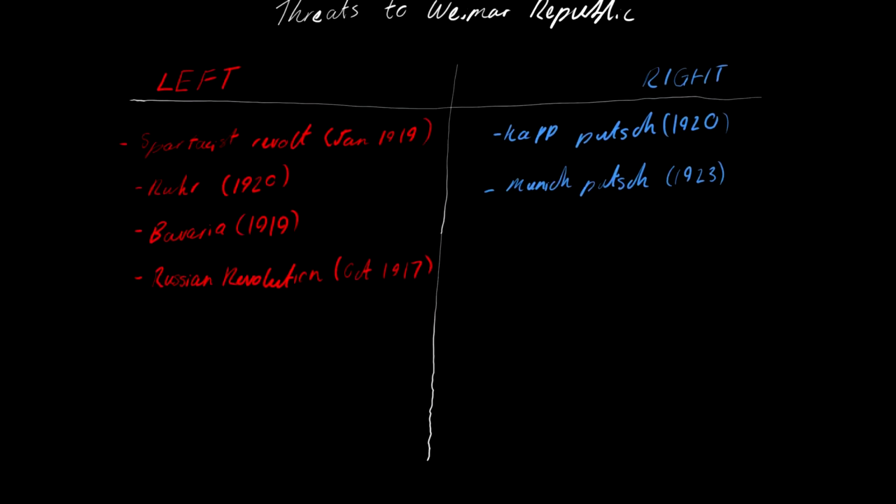So let's go into more detail into the Spartacus Revolt. The Spartacus Revolt was the first communist revolt, in January 1919. Spartacus were just Germans who held communist beliefs. They were similar to the Bolsheviks in Russia. The Spartacus Revolt was led by a guy called Karl Liebknecht, and he argued against the new democratic Germany, and he wanted Germany to be led by Soviets.